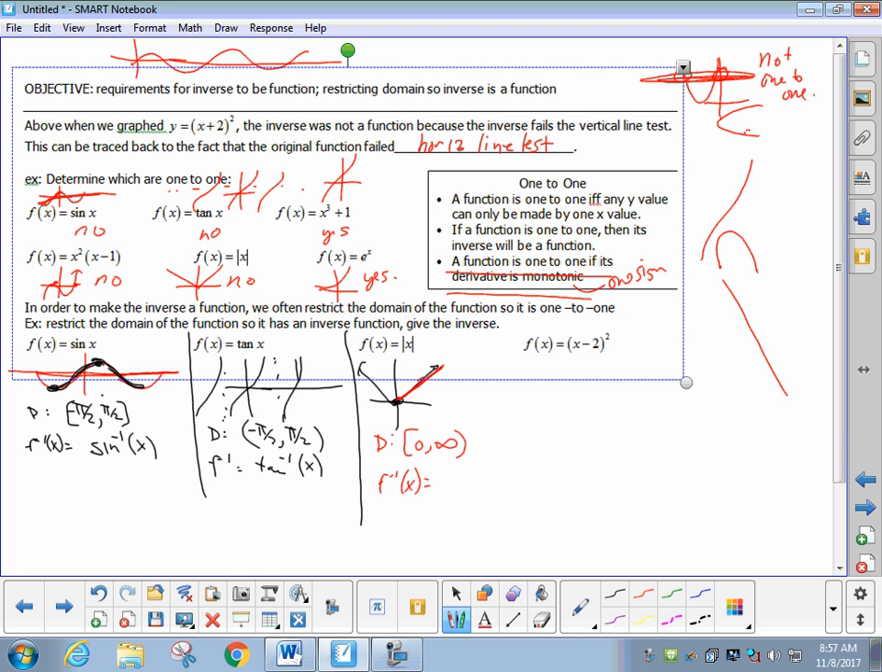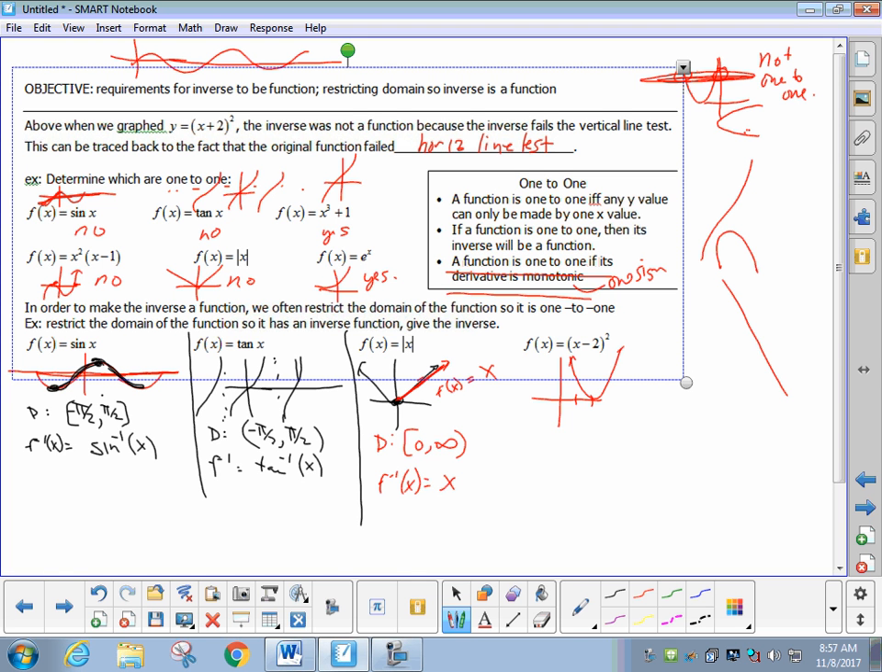So if you restrict it to this, then what's the function? X. So what's the inverse? X. Crazy picture. What about y equals x minus 2? Right, 2?